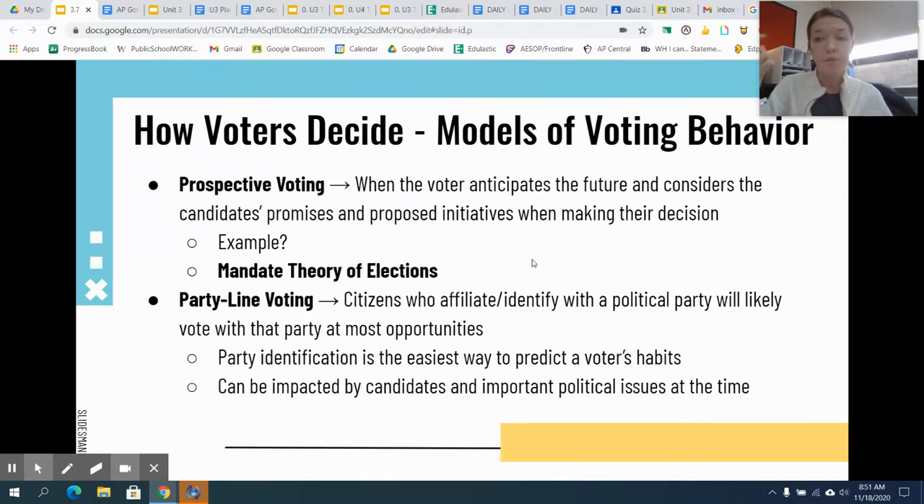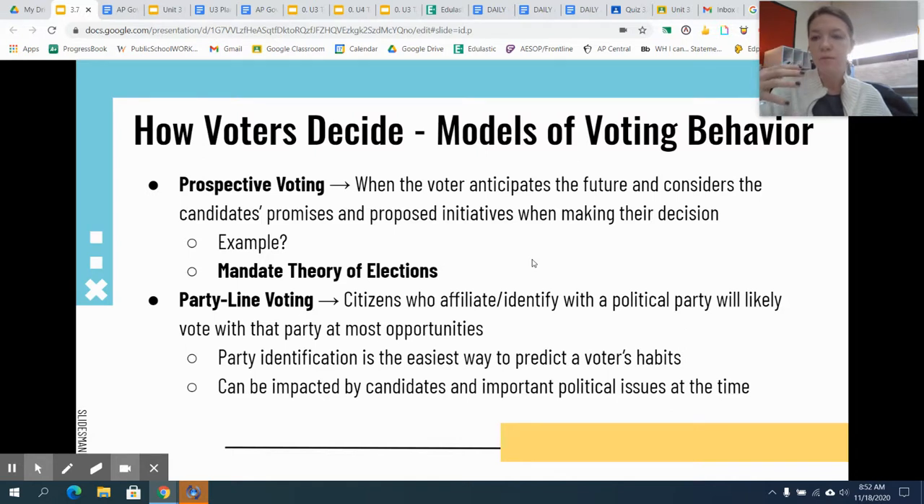More and more, the personality of the candidate, the competency of the candidate, the integrity of the candidate is going to be a really big factor in deciding who people vote for. So even if a person identifies as a Democrat, if they do not see this Democratic candidate as competent or having integrity, they could, and a lot have in recent years, move parties and vote for a candidate that is a Republican. So those candidate-centered campaigns that we see more in modern times can impact this party line voting.